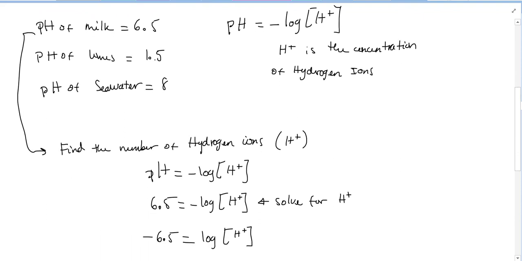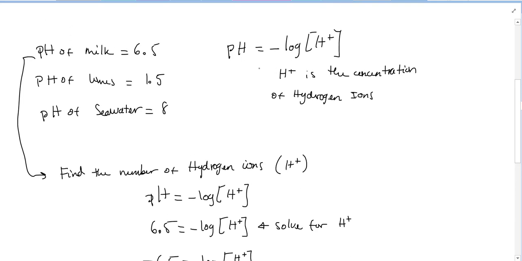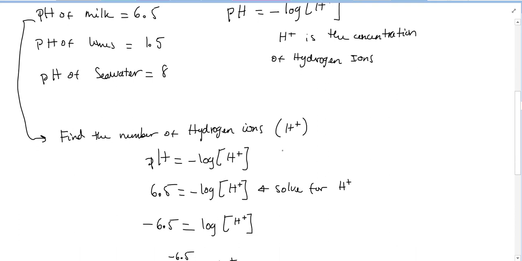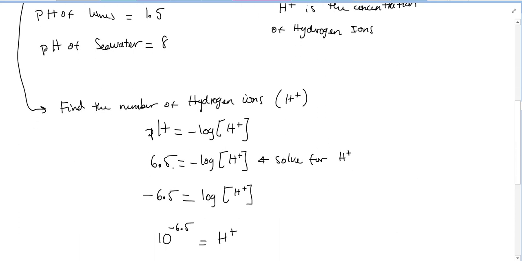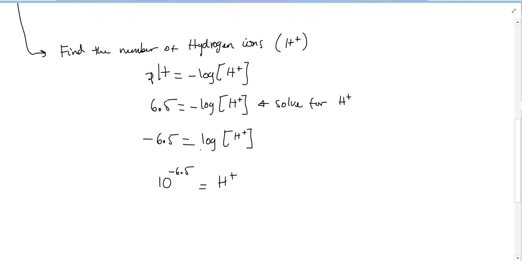We saw that the pH is 6.5, and so we are going to use our formula for the pH, and we want to find the hydrogen ions. So we put in, right, 6.5 equals negative log of the hydrogen ions. So divide by -1 and then undo the log. So how are we undoing the logarithm here?